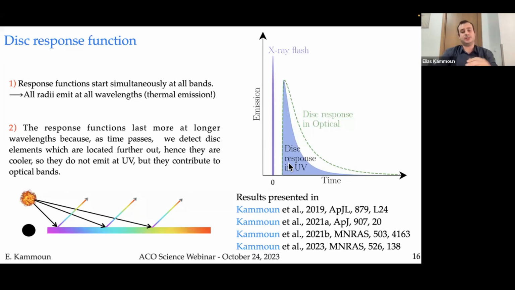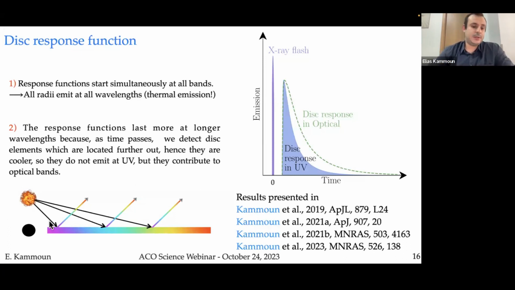The second conclusion that we can see is that the response functions for longer wavelength, for optical, are much broader than the response in the UV, so in short wavelengths, because as the time passes, the X-rays will irradiate further out regions of the accretion disk that we'll start to see, and that are colder, so will contribute more to the optical than the UV. So that's why we see the response broader in the optical than the UV, which will naturally explain that the centroid of that response is larger in the optical than the UV. So it's increasing with wavelength.